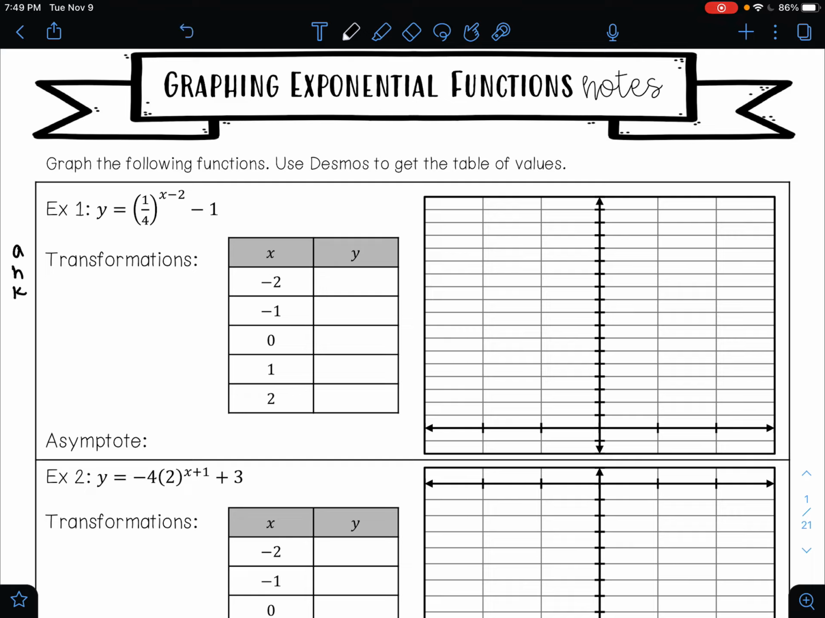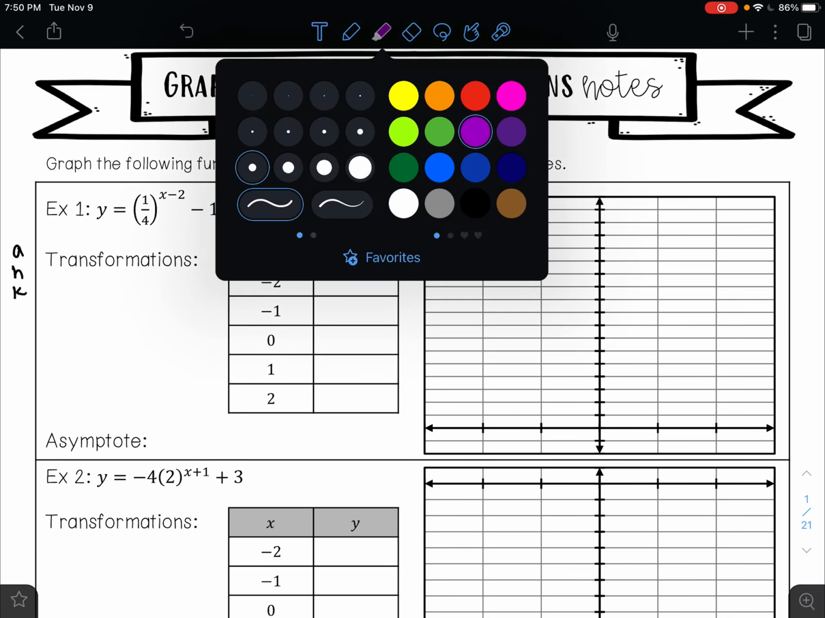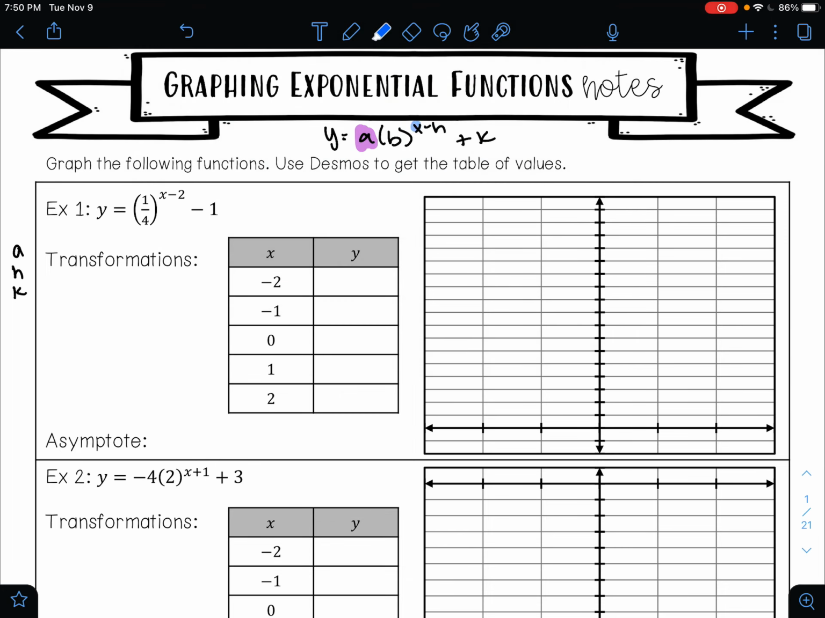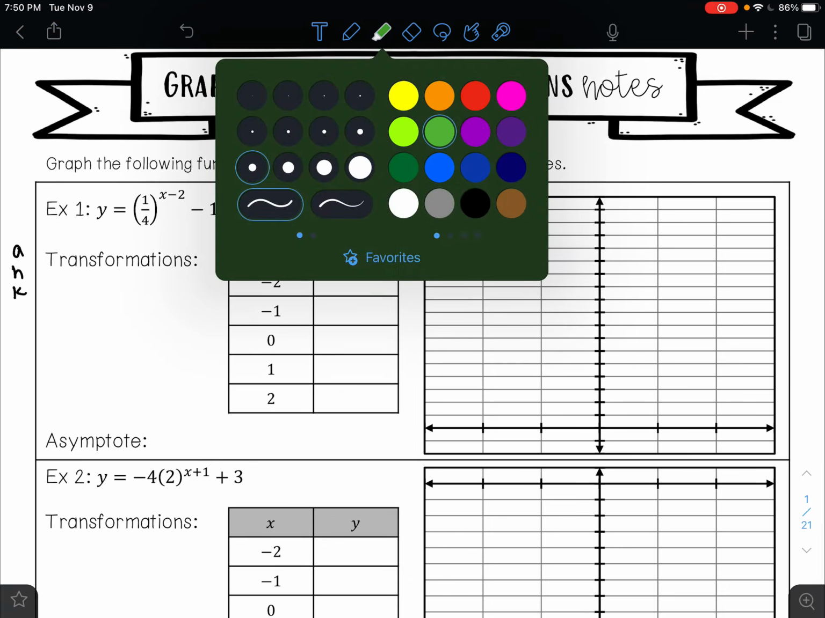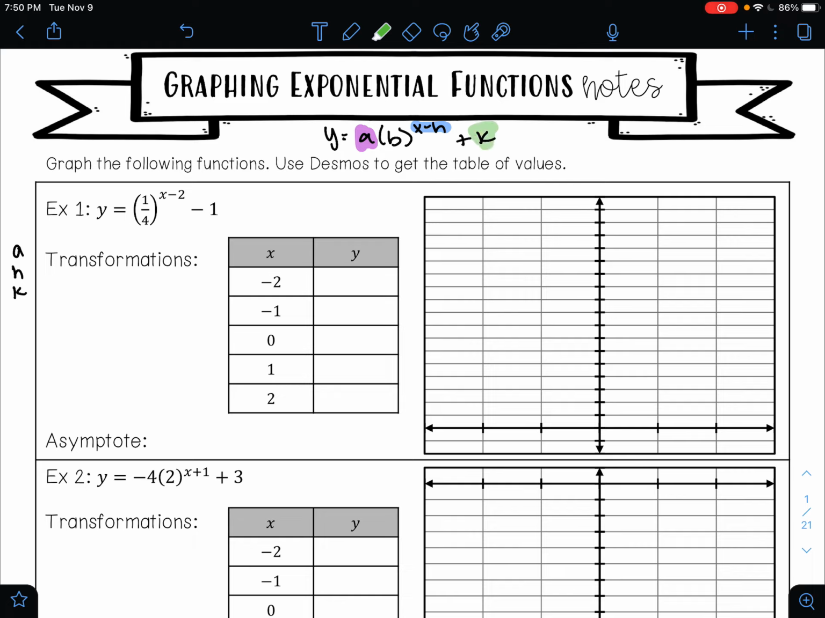So remember, our equation is y equals A times B to the x minus H, plus K. A tells you how much you stretch, shrink, or reflect. X minus H tells you how much you go left or right. And K tells you how much you go up or down.